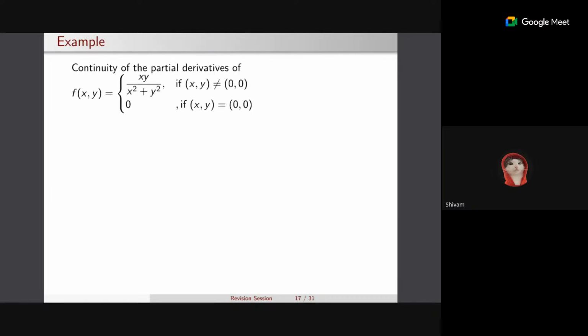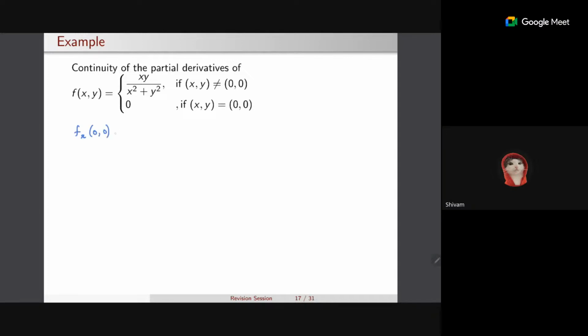Continuity of partial derivatives of this. Okay. Let's see, partial derivatives are also, again, multivariable functions. So in this example, I'm not concerned about the continuity of f. I'm worried about the continuity of the partial derivatives of f. So let's first compute what the partial derivative of f is.